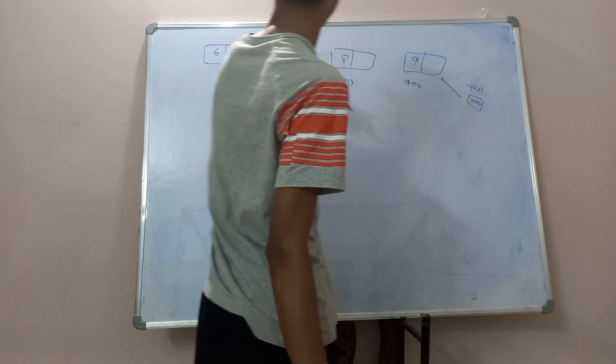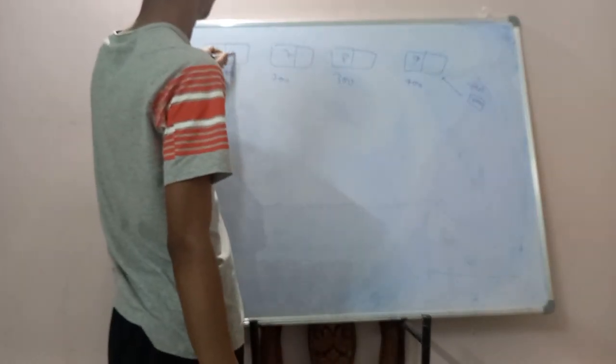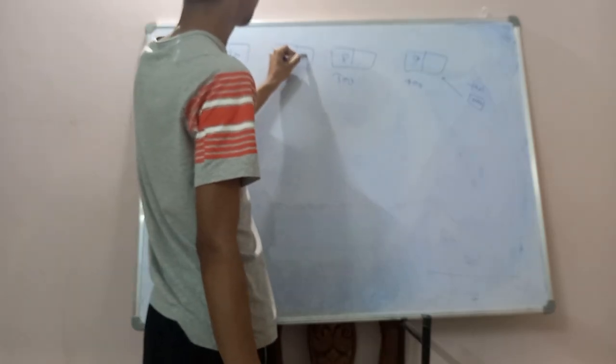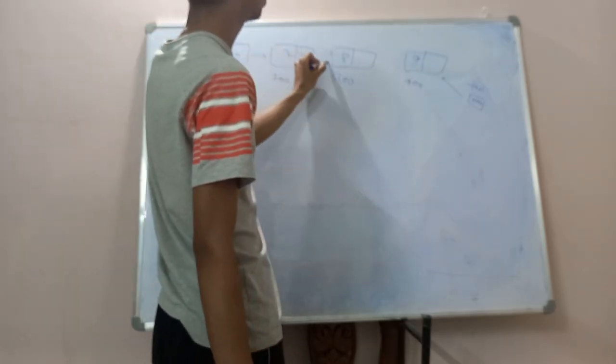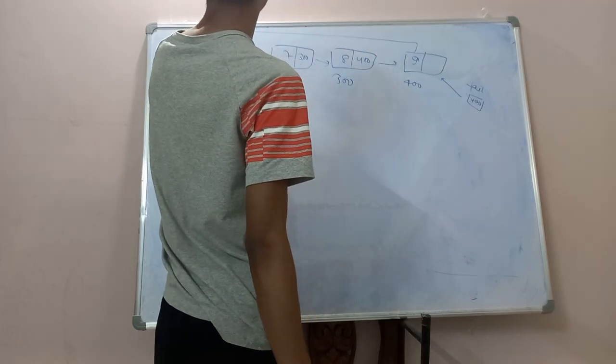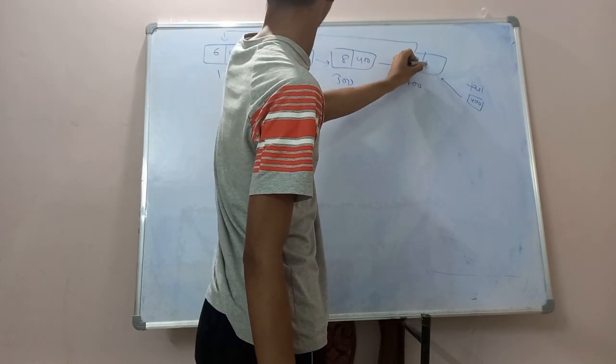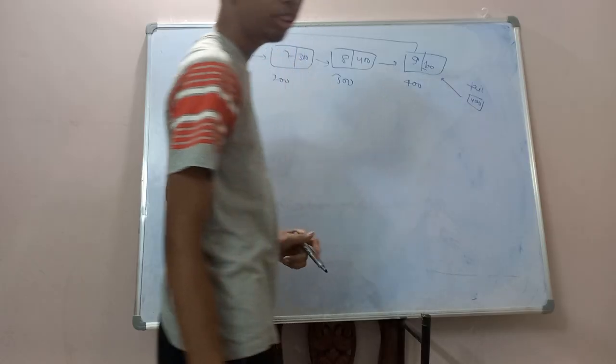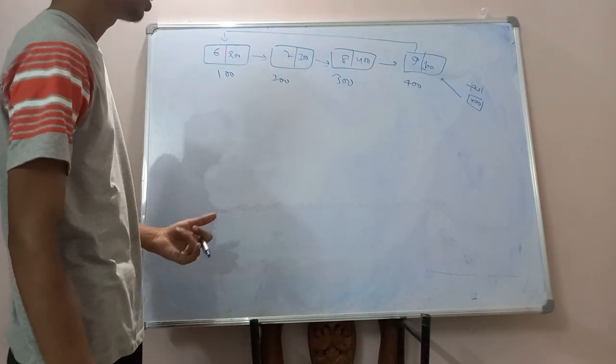Right? And I have addresses as 200, 300. This is pointing to my second node, this is pointing to my third node, this is pointing to my fourth node, and this is pointing to my last node, right? This is 100. Now, how to delete?